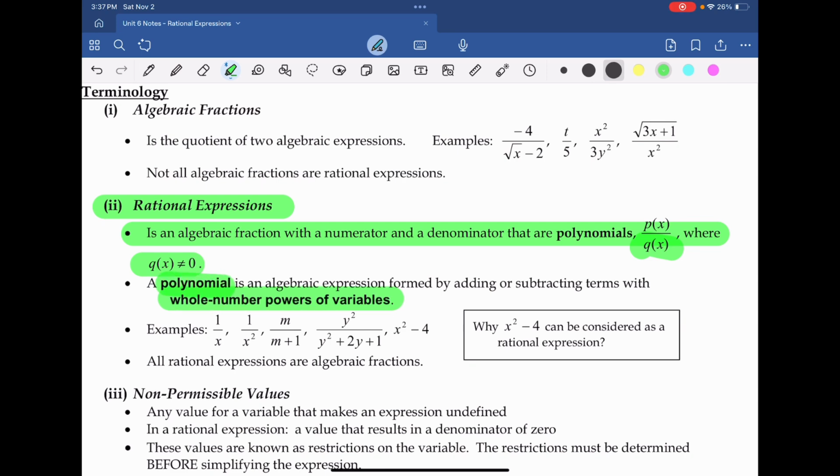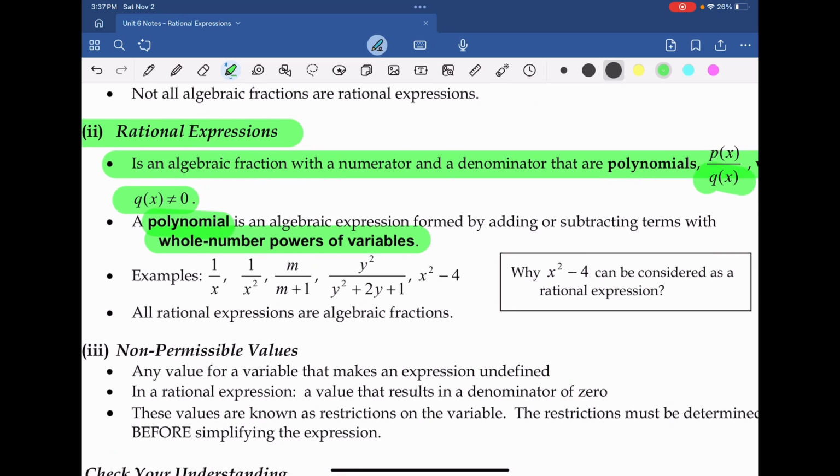So let's see some examples below here. They give us examples like 1 over x squared, m over n plus 1. If we look at all these examples, we see that there's a positive 1, a positive 1. This is a 1 and a 1 for the exponents here. The power here is 2 and 2 and 1. So we're like, these are all good.